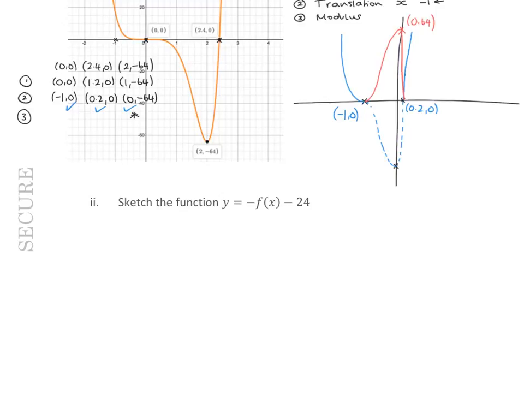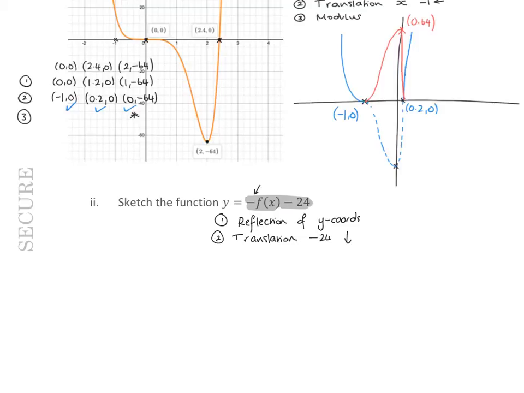Okay, question 2 says sketch the function y equals minus f of x, minus 24. So what that means is the translation number 1 is this one here because that's a multiplication. So as a reflection, it's outside, so it's a reflection of the y coordinates. And then 2 is a translation, it's outside, so it's y again, minus 24.